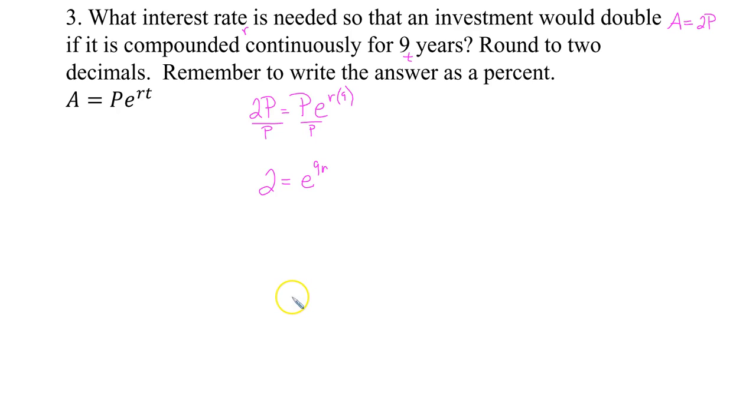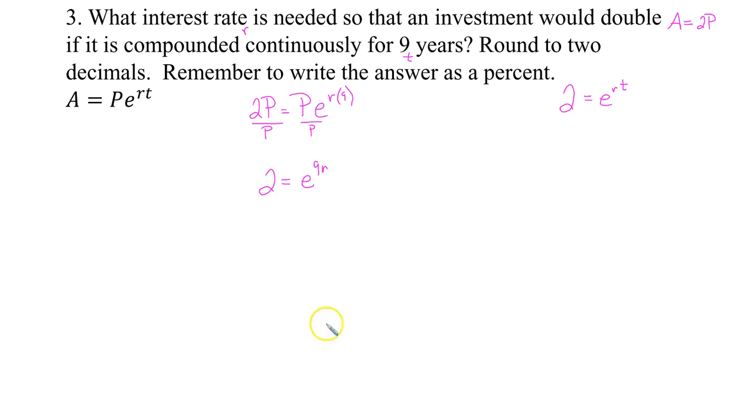Now here's the shortcut. Every time you see a problem that asks you either to find the rate or the time when an amount has doubled, compounded continuously, you can set it up without the A and the P. You can set it up as 2 equals e to the RT power, and then plug in whichever one of those you have and solve for the other one. So in this case, we're solving for R.